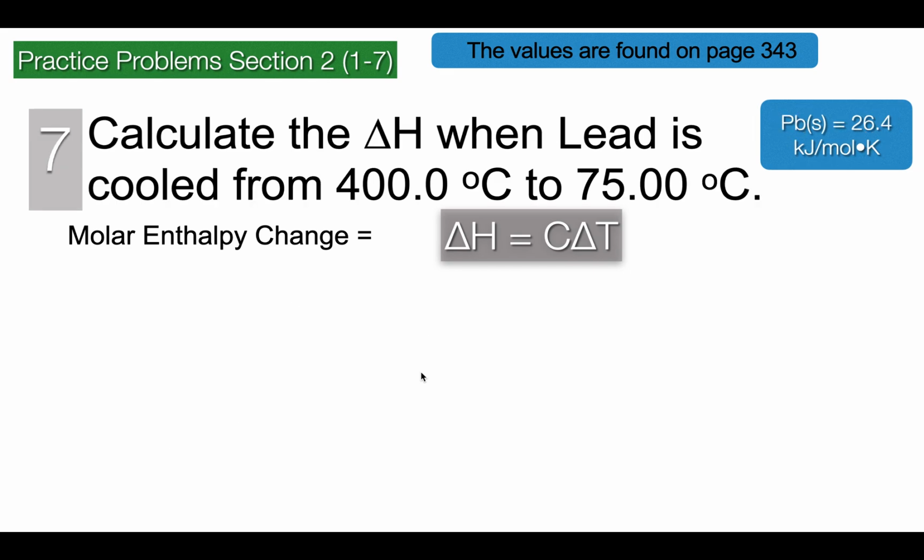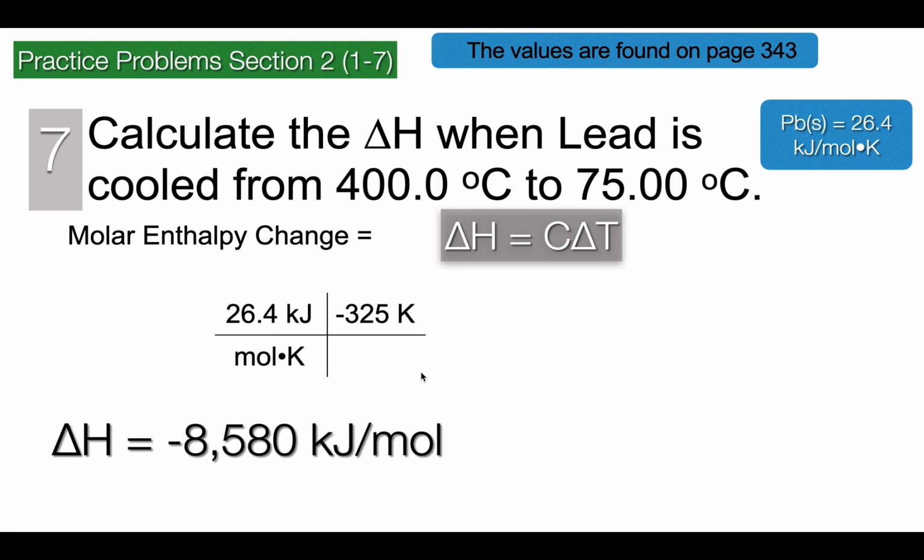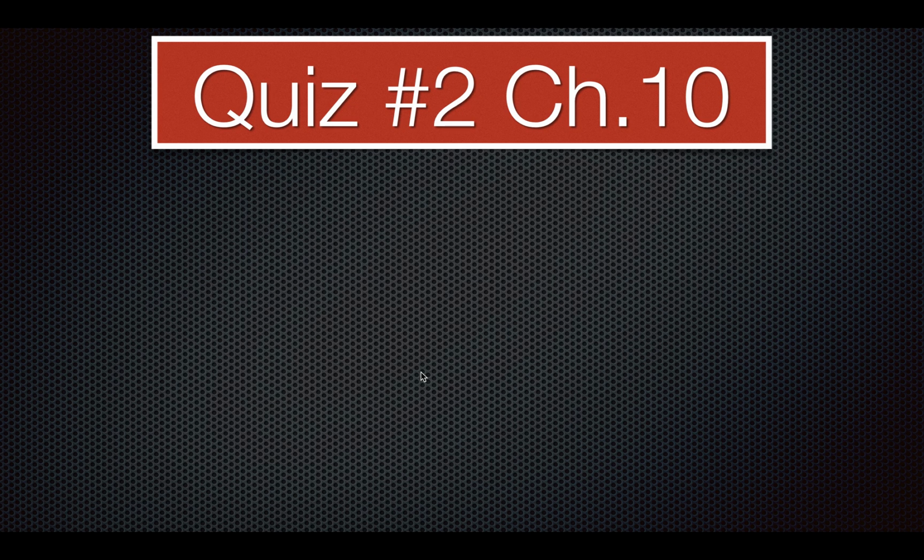Number 7, we're going to have lead, and it is cooled from 400 to 75. You have your CP, which is 26.4, and the difference between those, 75 minus 400, is negative 325 Kelvin. Gives you negative 8,580 kilojoules per mole. Pop quiz coming soon.